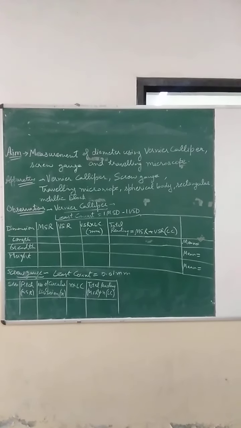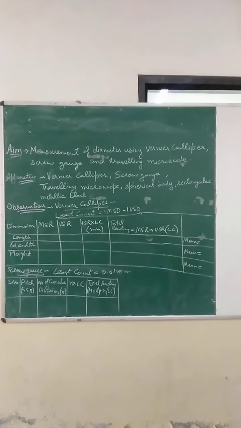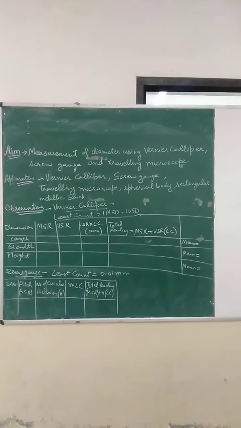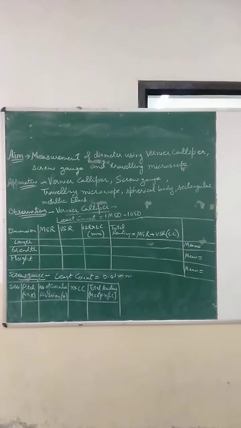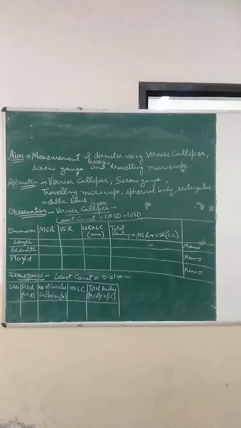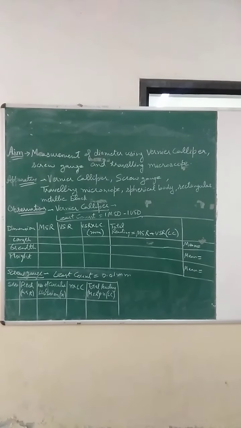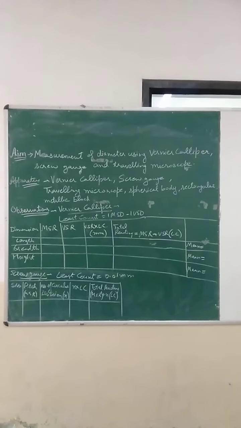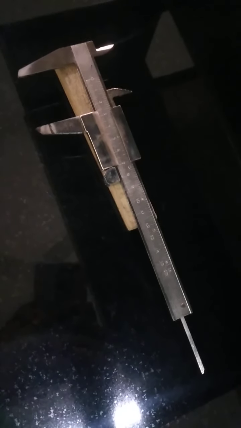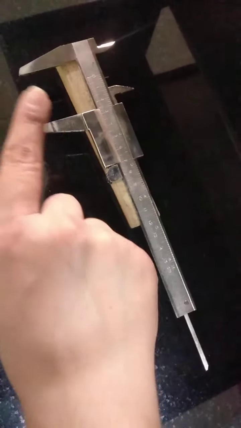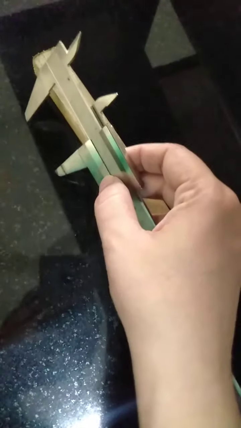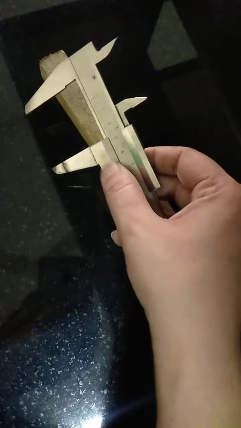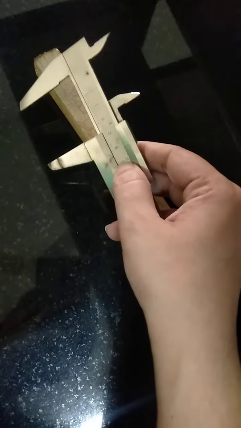So the apparatus are vernier caliper, screw gauge, travelling microscope, spherical body and rectangular block. For the vernier caliper, the least count is 1 main scale division minus 1 vernier scale division, which I will show with the apparatus. So beta, this is the vernier caliper, and here are the two jaws of the vernier caliper, and here are the vernier scale divisions at this point and these are the main scale divisions.